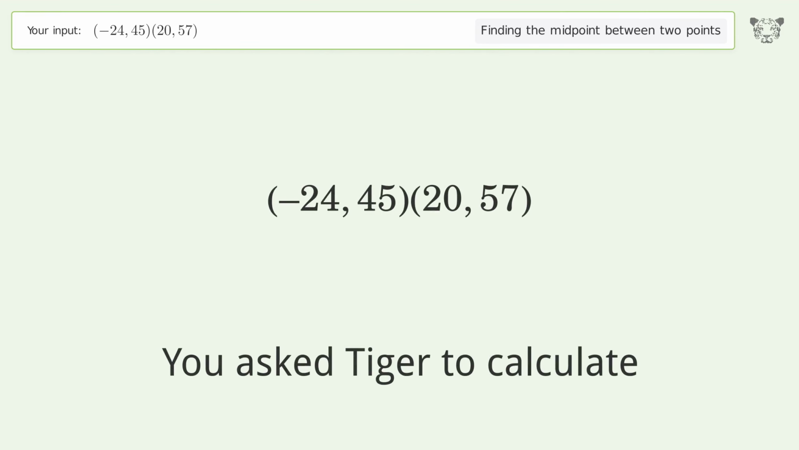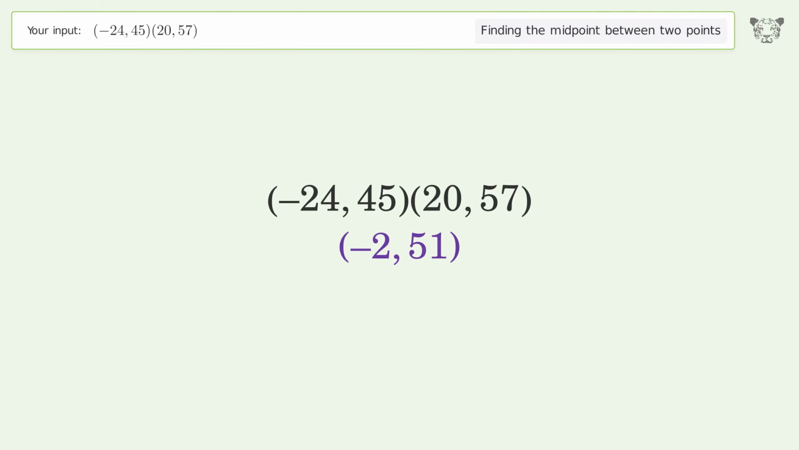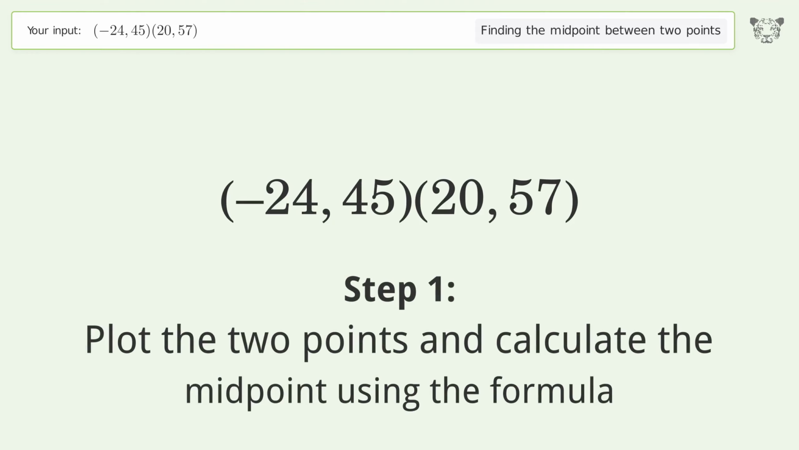You ask Tiger to calculate. This deals with finding the midpoint between 2 points. The midpoint between the 2 points is -2,51. Let's solve it step by step. Plot the 2 points and calculate the midpoint using the formula.